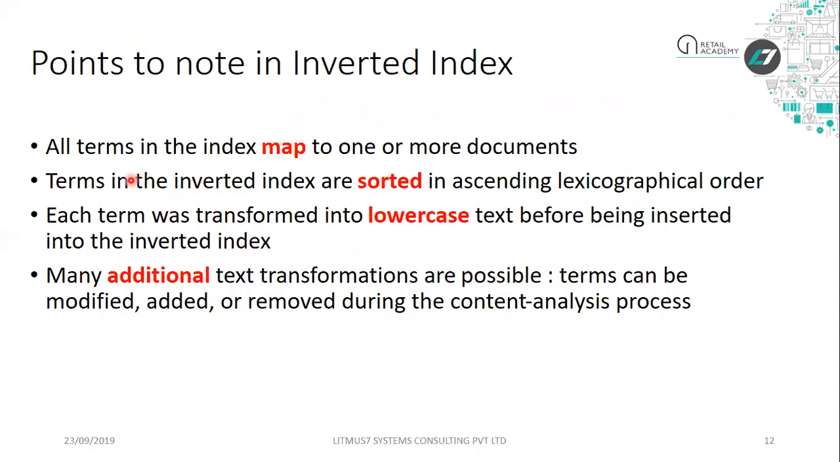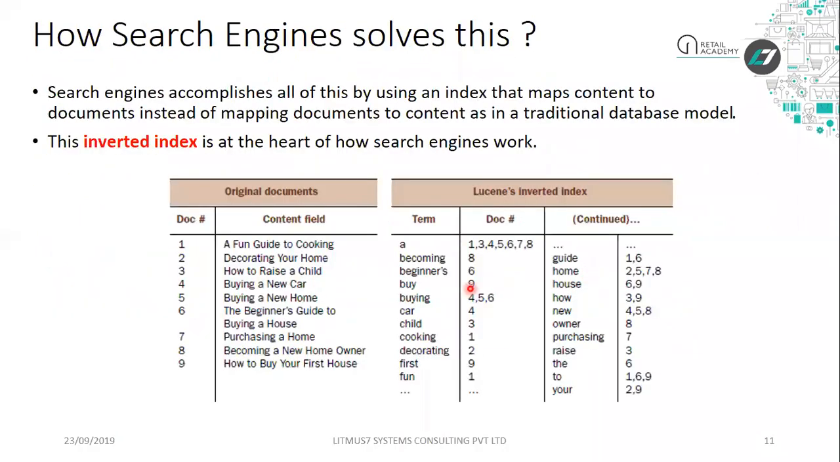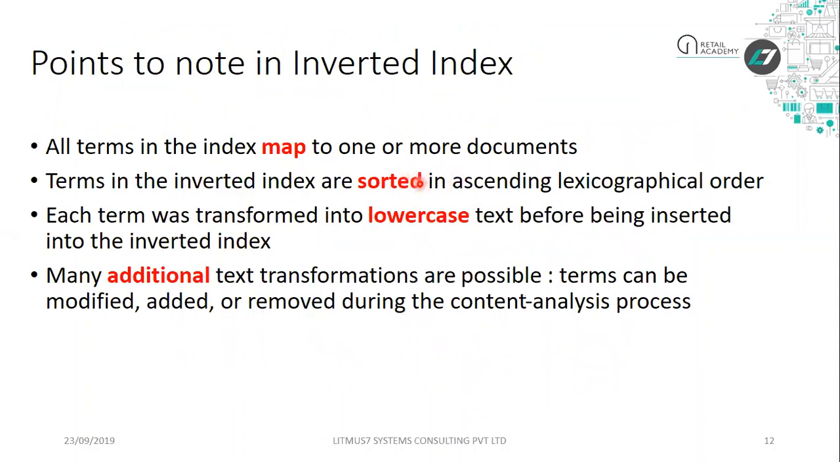Terms in the inverted index are sorted in ascending lexicographical order, which gives an option for binary tree traversal, making it easy for a search engine to navigate, identify a particular term that you are looking for, and identify the corresponding documents. And that's why it is sorted in the correct order.